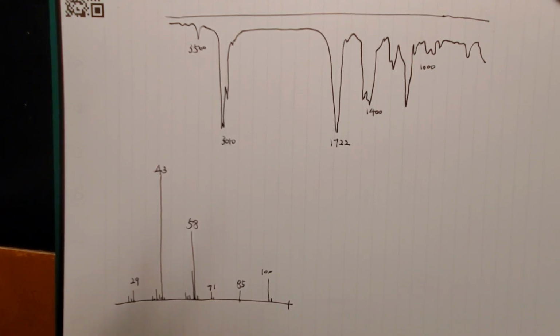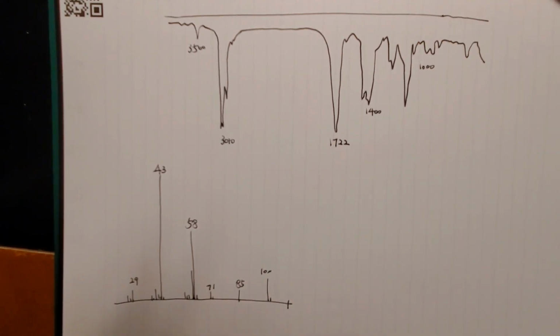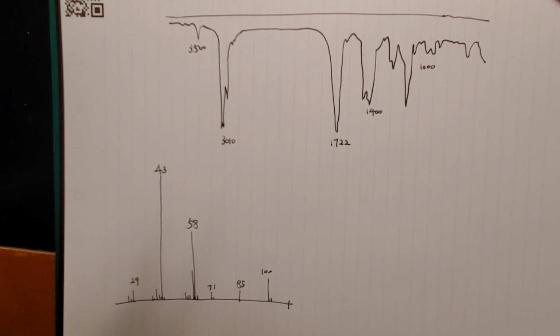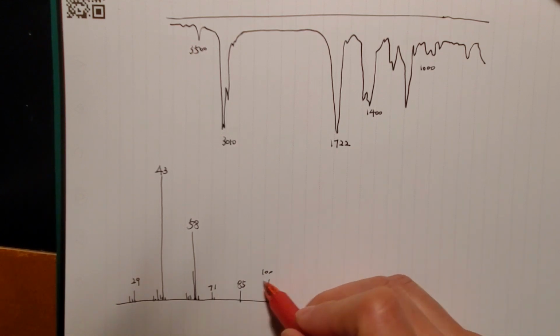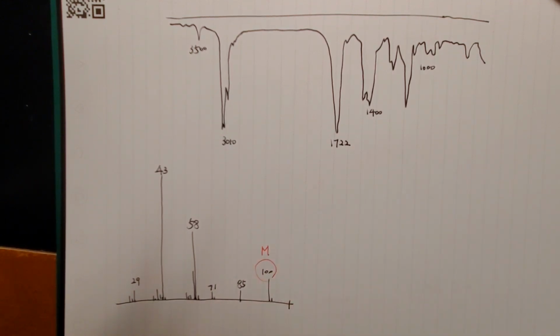Here is your first combined problem. There's IR, there's a mass spec, and they didn't give you a formula. And so first we have to assume that this peak 100 is our molecular peak. If everything works out smoothly, then that's how they planned.